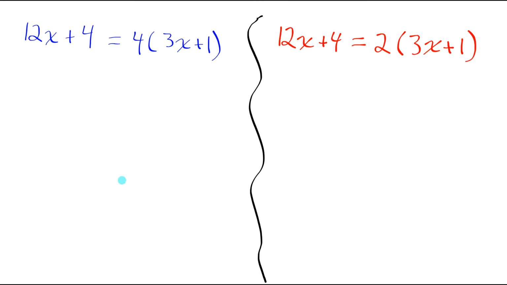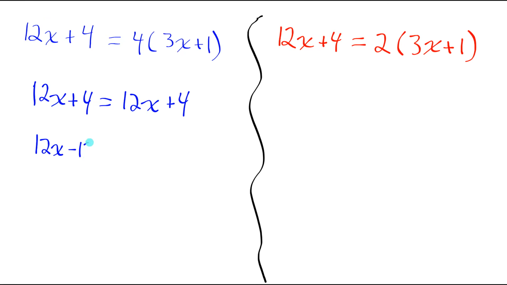If I tried to solve the equation on the left, I would expand the right side. Notice the left side and the right side are exactly the same. And if I continued the solving process, moved all the variable terms to the left and the constant terms to the right, notice I would get 0 equals 0, which tells me there are an infinite number of solutions to the equation. In fact, I could plug in any real number for x and the original equation would be true.